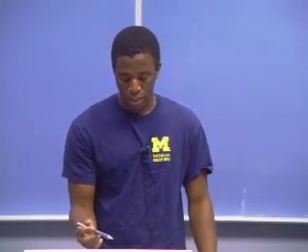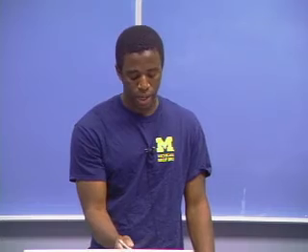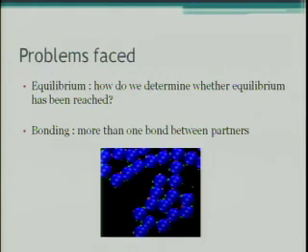Some problems I faced was equilibrium, basically how to determine whether equilibrium has been reached. This is a common problem for self-assembly. And the main problem I had was bonding. These particles tend to get into a configuration where they have two bonds shared between two partners, and that destroys my crystal structure. No structure can form unless I'm able to get rid of that problem. I'm currently working on ways to find out what to do about that. I have some ideas, but I'm still working on it.